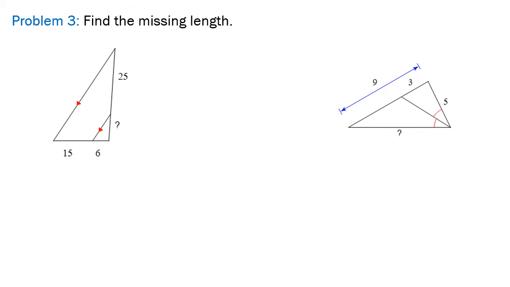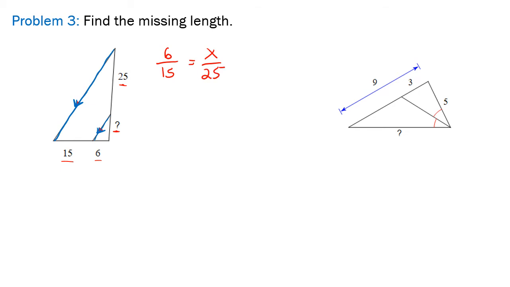Problem 3, they ask us to find the missing lengths. So in the problem on the left, you can see we have a triangle here. And in that triangle, you'll notice that we have a line here that's parallel to this side of the triangle. And when that happens, we can create a proportion to be able to solve for the missing side. So the information below is going to make one fraction, so 6 over 15. And then this one will make the other. I'm going to put x over 25.